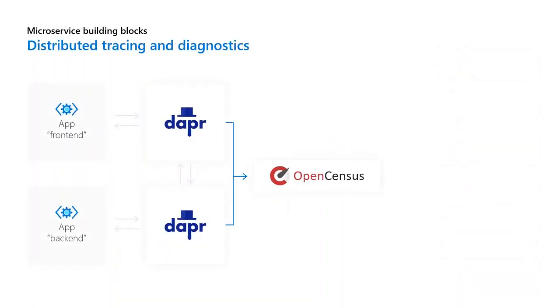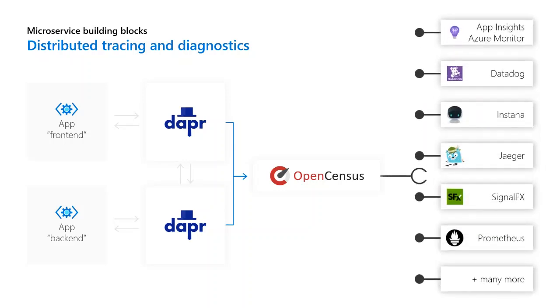This is for distributed tracing and diagnostics. So OpenSensor is basically a Google initiative, and this service basically pulls all the telemetry information from your application, and then it can save it in any of these sources. So it could be Azure Application Insights, Datadog, Instana, Jaeger. You can name it, you have it. There are many more sources. You can just connect it easily. You just need to specify one configuration file to connect to that particular tracing or diagnostic source, and you can send all this telemetry to that particular source using Dapr.